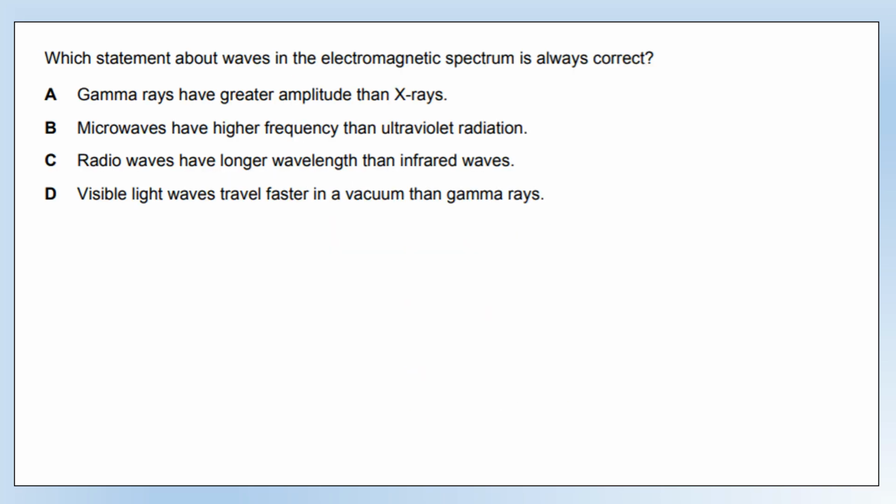Okay, so which statement about waves in the electromagnetic spectrum is always correct? Gamma rays have greater amplitude than X-rays. No, that would depend on the various sources and the intensity of that source. Microwaves have a higher frequency than ultraviolet. No, they have a much lower frequency. Radio waves have a longer wavelength. Yep, that's true. Visible light travels faster in a vacuum than gamma, though they all travel at the same speed.